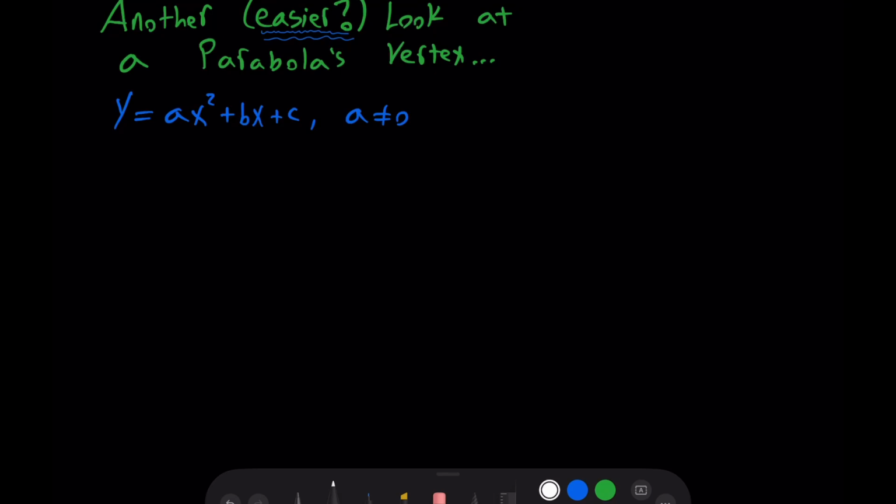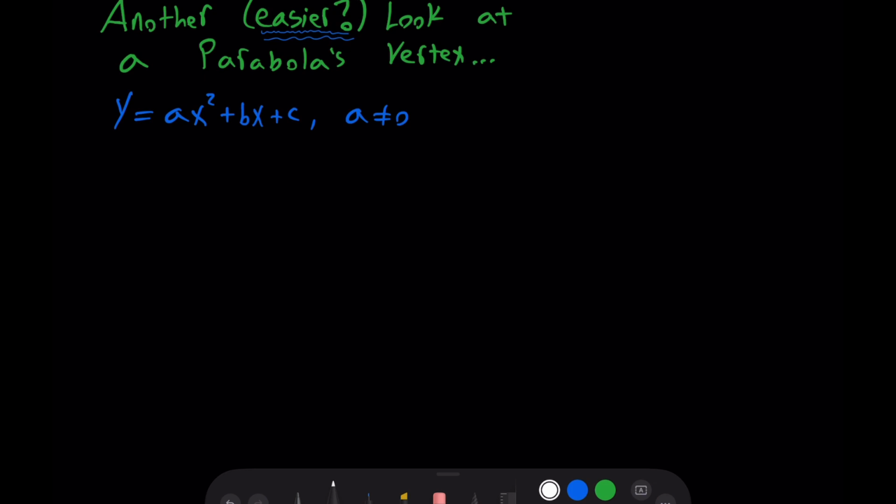We're going to take another look at deriving a parabola's vertex from scratch. And this method is going to be far easier than the other methods we have so far used. I feel a little bit embarrassed that I didn't think about this earlier, to be honest, and presented this first before the other two ways.